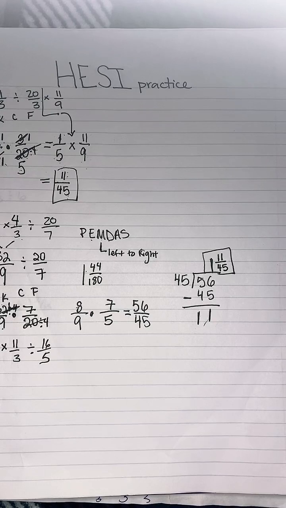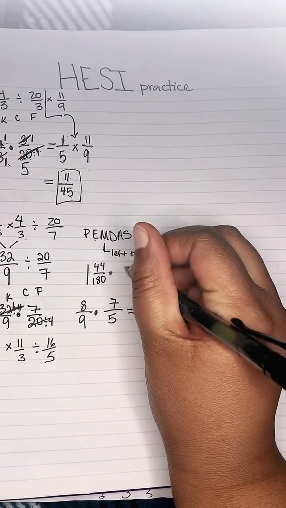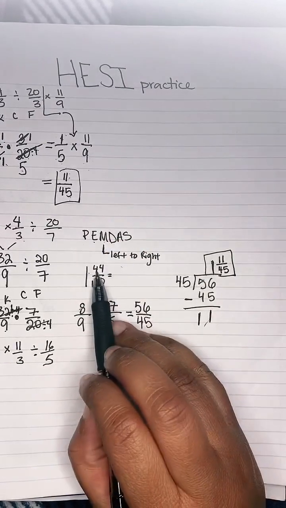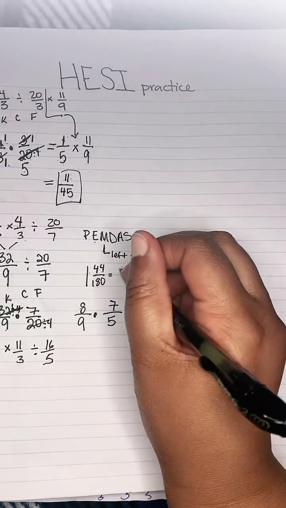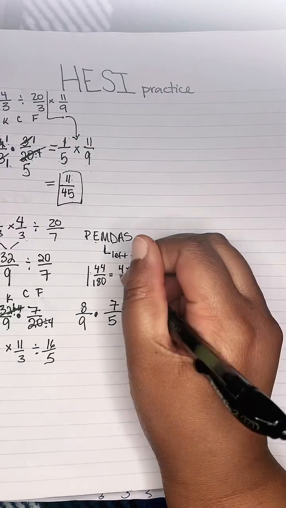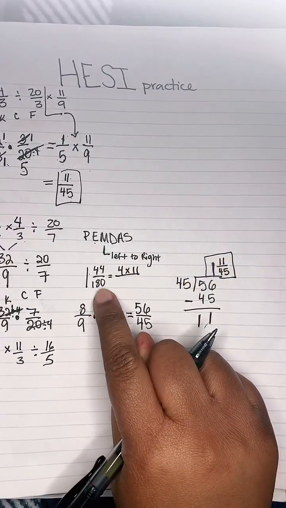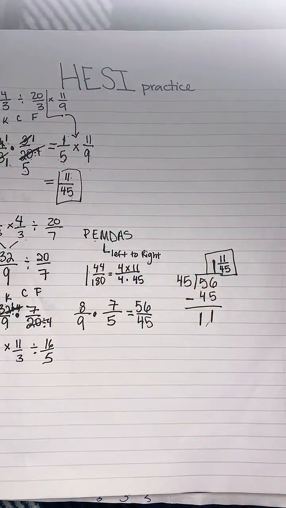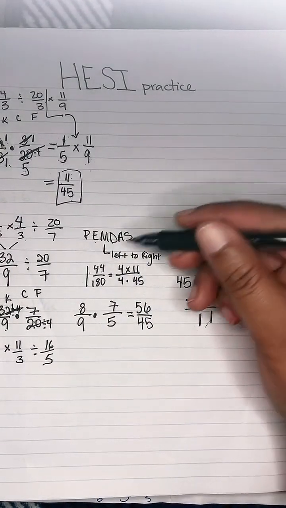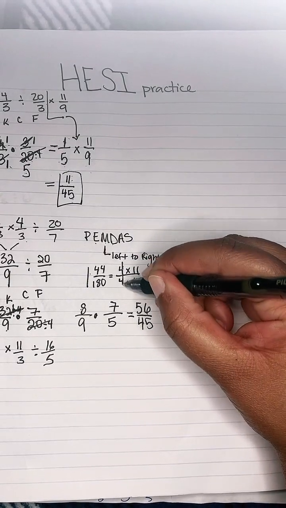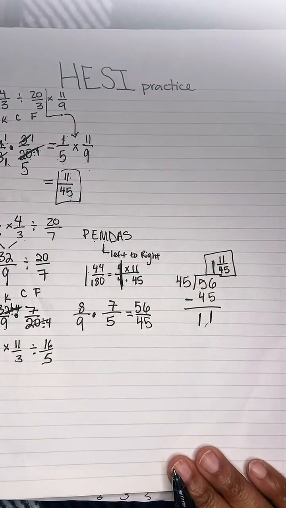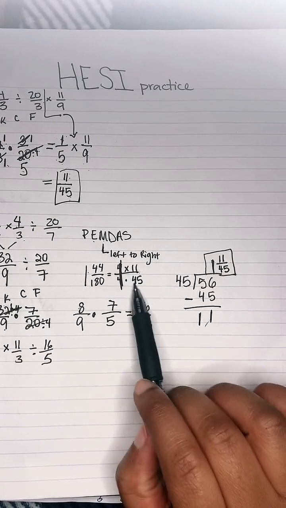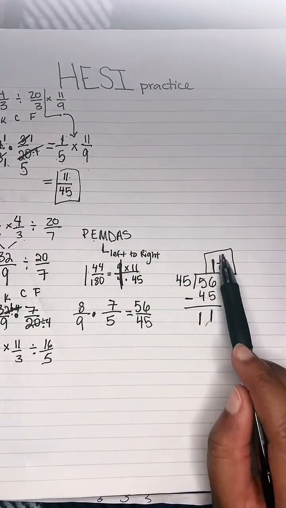Ooh, Mr. Nolan said 11 times 4 and 45 times 4. I love it. I absolutely love it. So Mr. Nolan said, what times what gives us 44? Well, 4 times 11. And what times what gets us 180? 4 times 45 gets us 180. So what we're doing is we're canceling out these 4s. And we're left with 11 over 45.